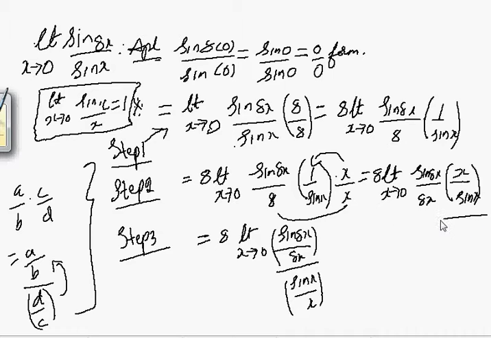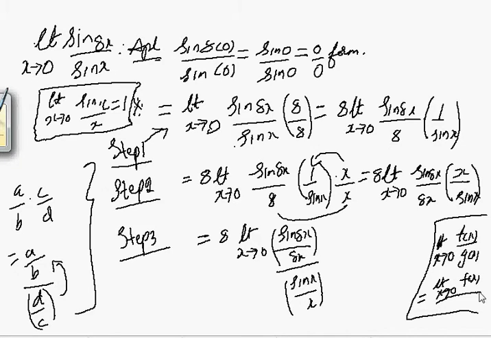Now there is a formula in the limits. I'm going to write the formula in the limits. There is a formula in the limits which states that limit x tending to 0 of f of x divided by g of x can be written as limit x tending to 0 of f of x divided by limit x tending to 0 of g of x. That is, limit of a quotient equals quotient of the limits.